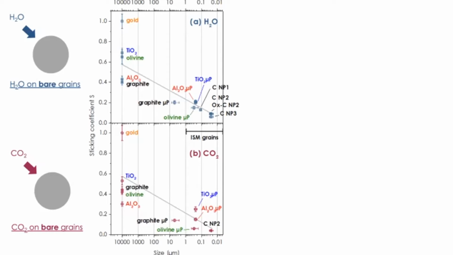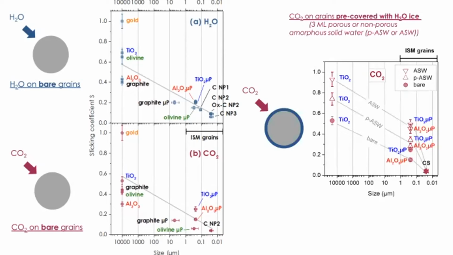The sticking coefficient of CO2 is a bit smaller. It is, for instance, on carbon nanoparticles as low as 0.04. And it allows us also to study the sticking of CO2 on those surfaces pre-covered with water ice. So in order to model the icy grains in space, we pre-covered the surfaces with a thin ice layer, thin enough to keep the morphology and size of the films, but thick enough to cancel the chemical identity of the surface that can play a role.